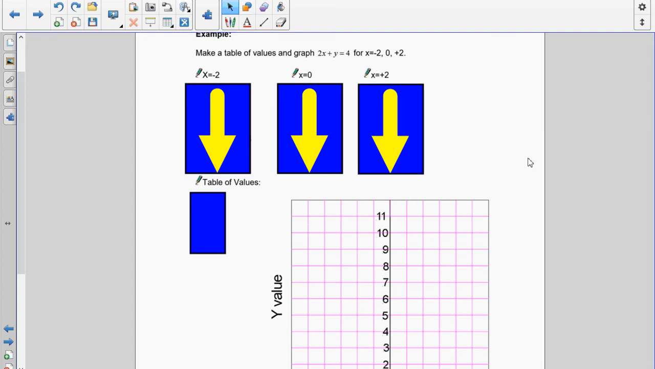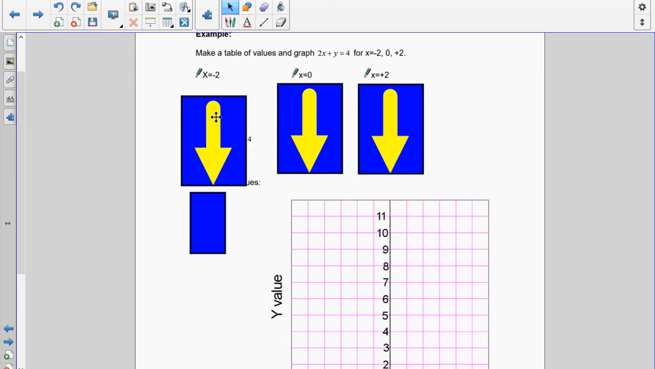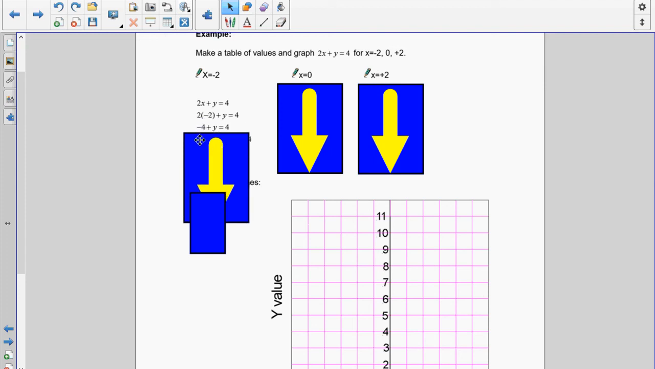Okay, first things first. There's my equation: 2x plus y is 4. Take out the x and put in a -2. 2 times -2 is -4. So I have -4 plus y equals 4. Add a 4 to both sides. This will become a 0, so you'll end up with y is equal to 8. Okay? Now, going to the next one.